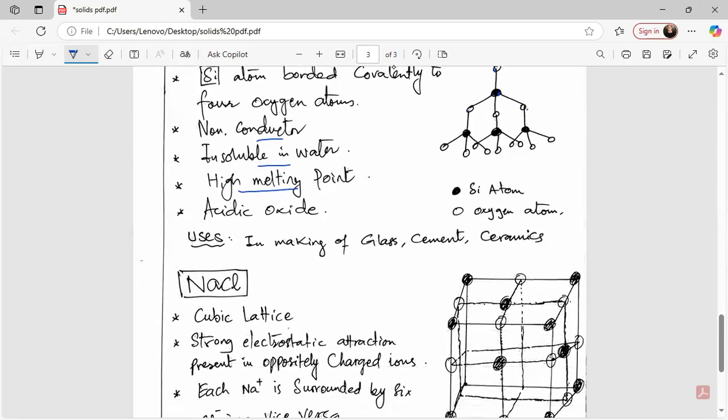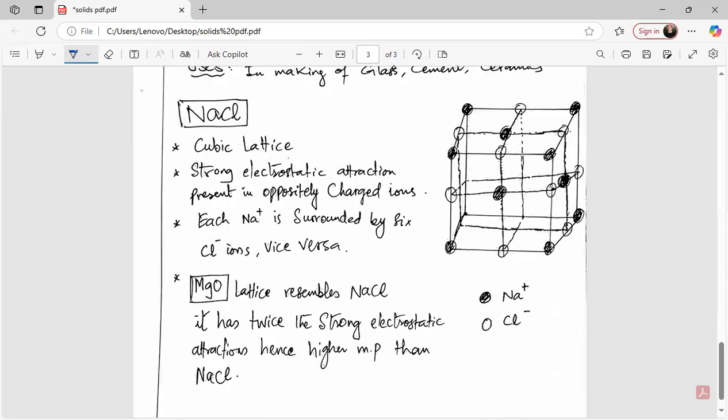And lastly, NaCl is cubic lattice, where the attraction between the opposite ions are strong, ionic, electrostatic, and each sodium is surrounded by 6 positive and negative. So if you look at one face of the cube, here top face, for example, it has 9 ions: 1, 2, 3, 4, 5, 6, 7, 8, 9.